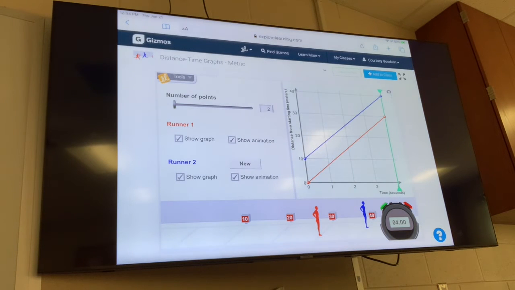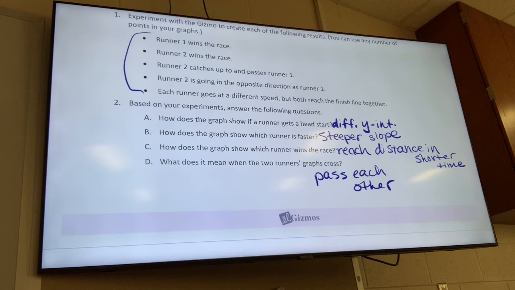Let me do a different scenario. So now the lines are crossing. What happens where they intersect? What's happening? Passing, yes. So when the two lines cross each other, that means that one of the objects or runners is going to be passing the other object or runner. So whoever has the steeper slope is passing the other runner.